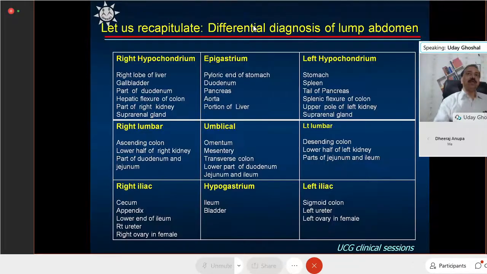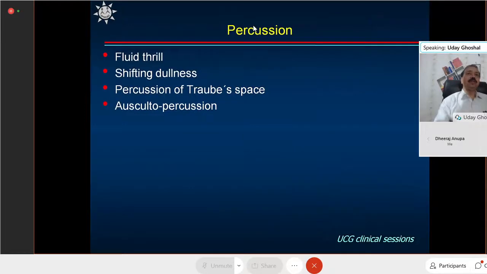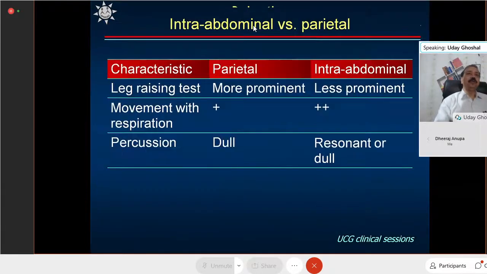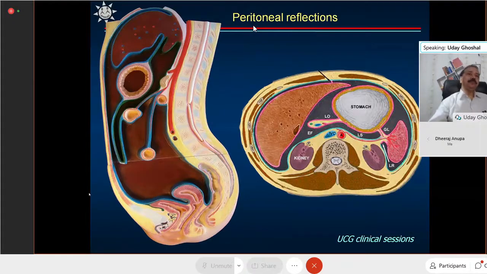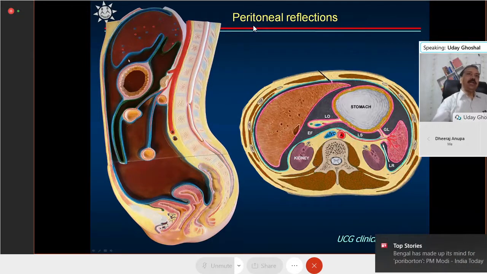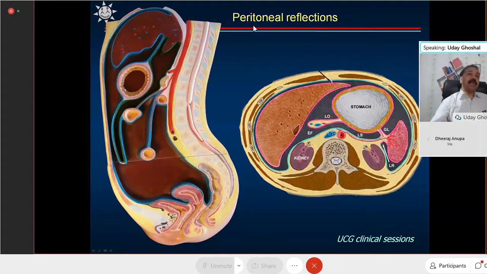Now let us come back to that. So this is the peritoneal reflection which you must know. The peritoneum comes like this. This is the parietal peritoneum. It extends up to the bare area of the liver posteriorly and then covers the liver. Then it comes as the lesser omentum. It covers the stomach. Then anteriorly it comes like the greater omentum.